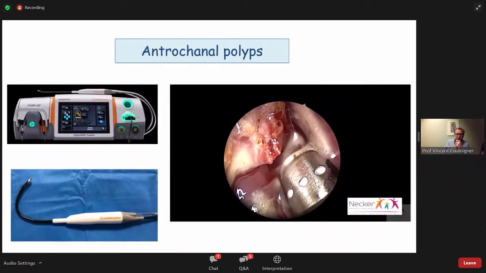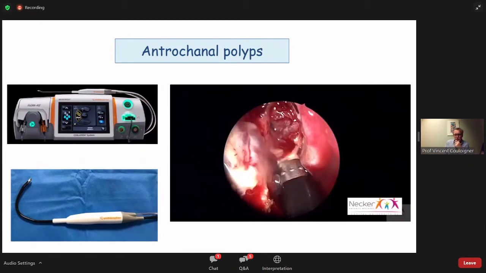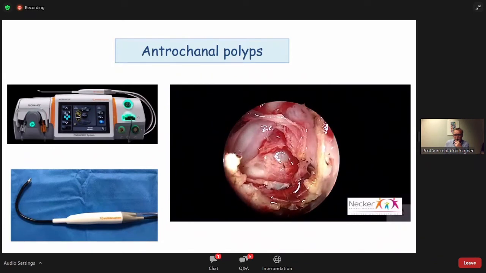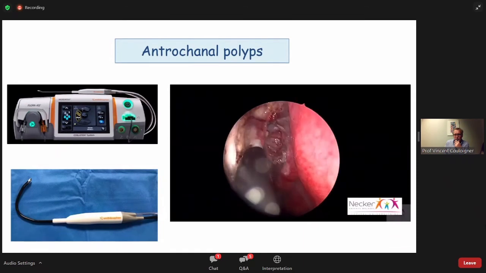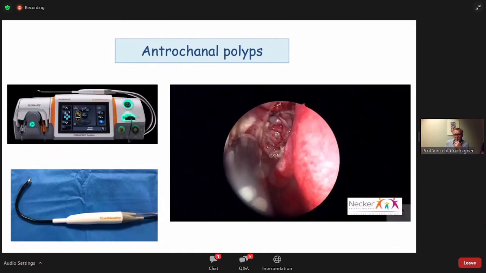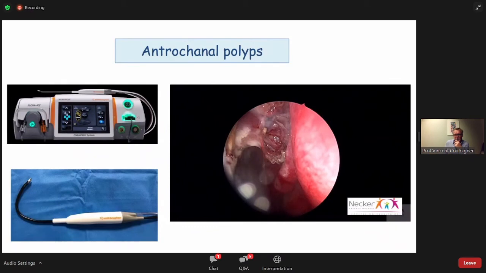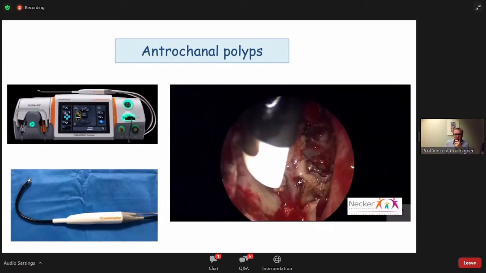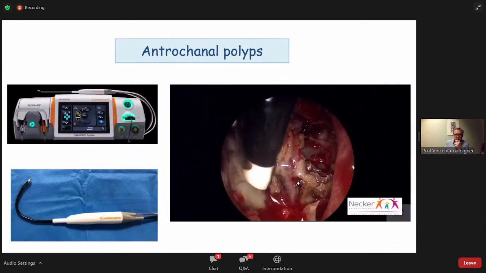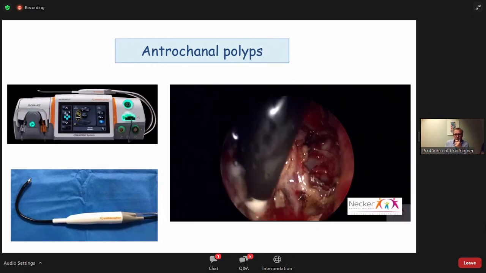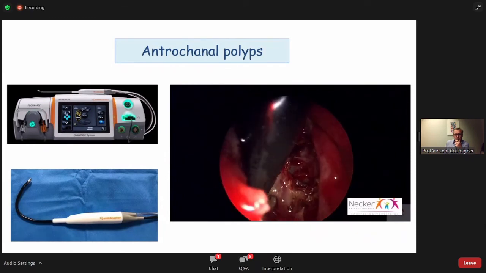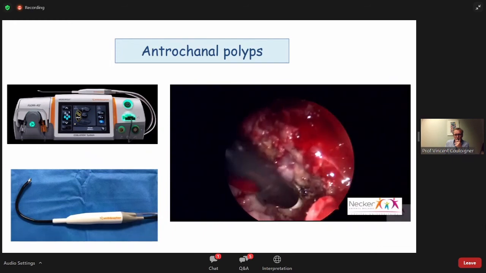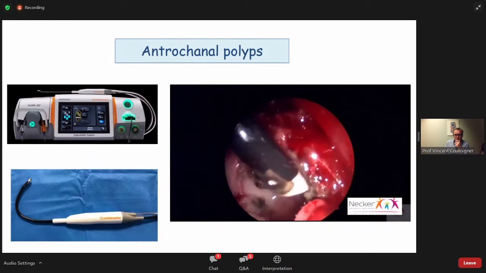So now we are within the maxillary sinus, and we can see that we gently and progressively removed the part of the polyp which was inside the maxillary sinus. And in the anterior part of the sinus, the fact that you can bend the shaft up to 90 degrees is extremely useful. Here I use a 70 degree angle endoscope to visually control the anterior part of the sinus.